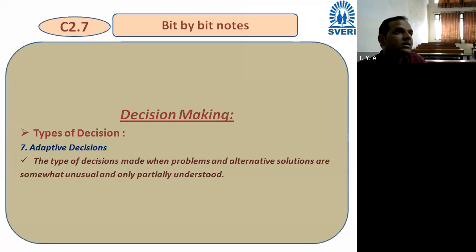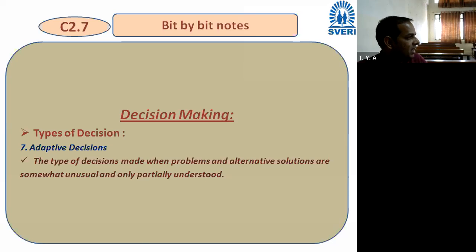I think one more decision is there. Adaptive decision. The type of decision made when problems and alternative solutions are somewhat unusual and only partially understood. We don't know what is happening. In machinery, there is one certain problem. The machine is not working properly. But you take another solution for that, an alternative solution.